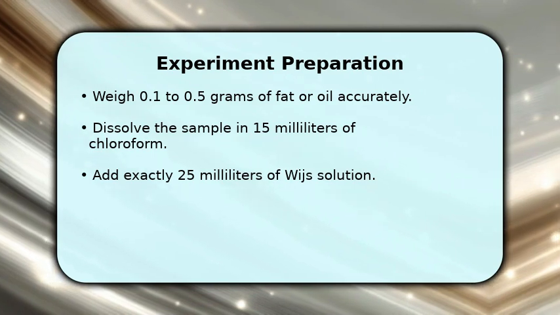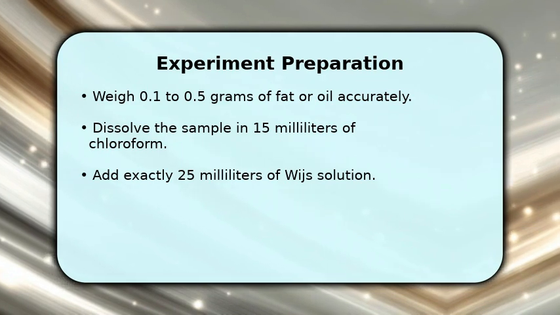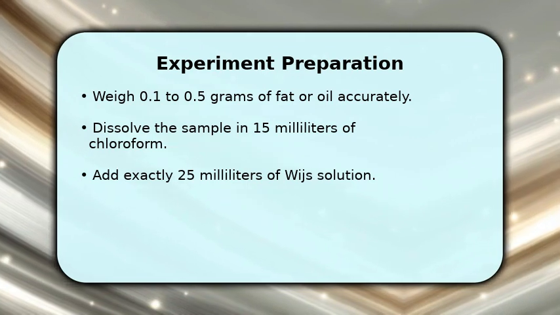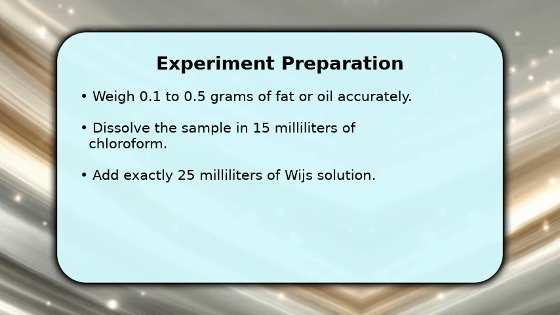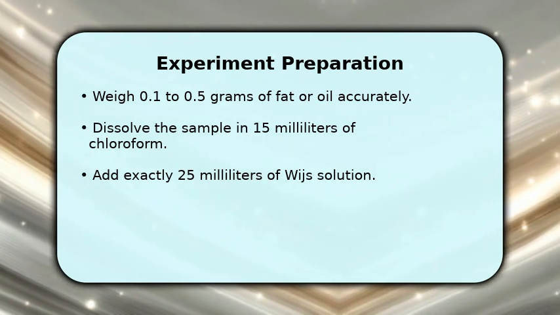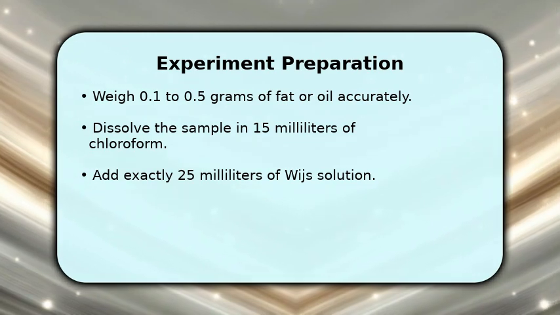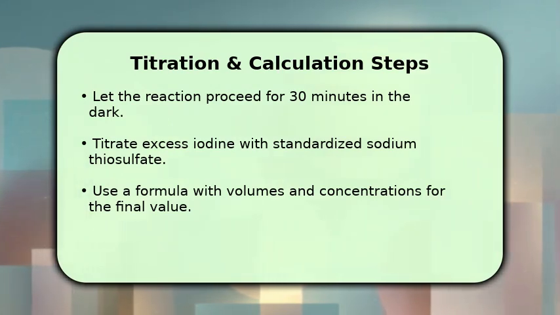Next, dissolve this weighed sample completely in about 15 milliliters of a suitable solvent, such as chloroform or cyclohexane, ensuring a homogeneous solution. Finally, carefully add exactly 25 milliliters of the Wijs solution to your sample. This solution contains iodine monochloride, which will react with the double bonds. Allow the reaction to proceed for 30 to 60 minutes in the dark for complete halogen addition.